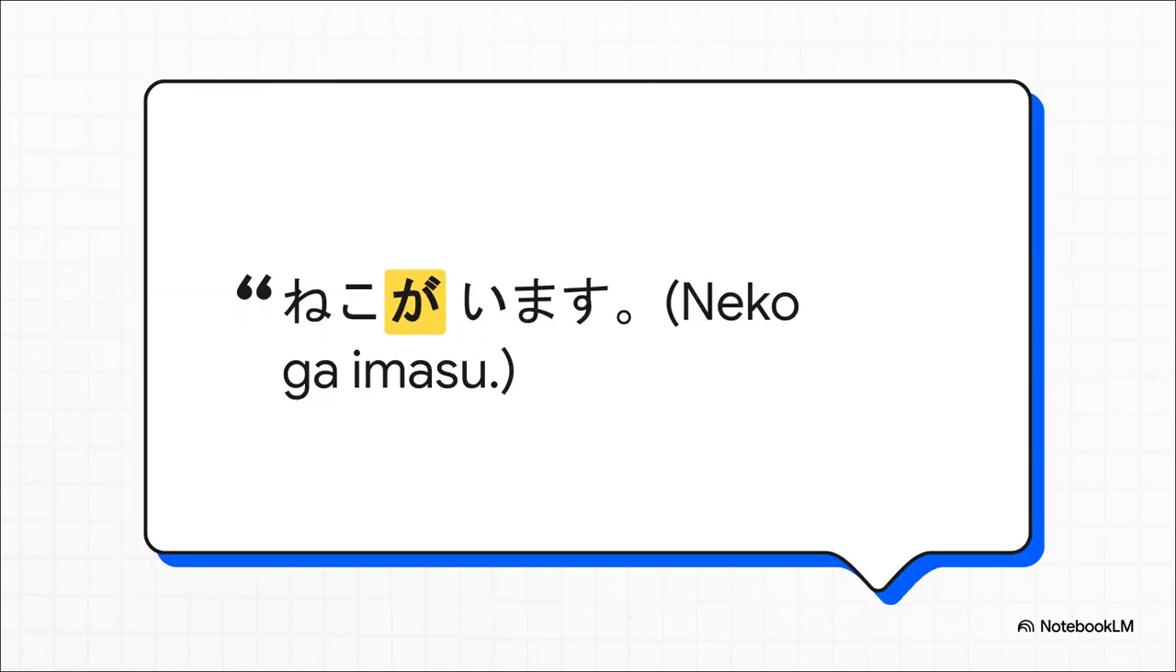For example, neko ga imasu. This literally translates to a cat exists. We're introducing this cat for the very first time. So what exists? A cat does. That little particle ga points directly to neko, the cat, and says, this is our subject.